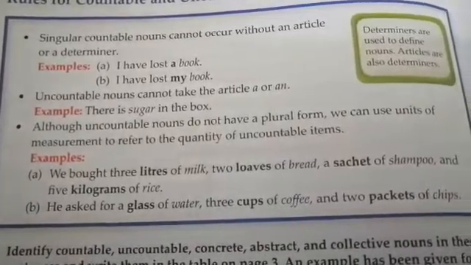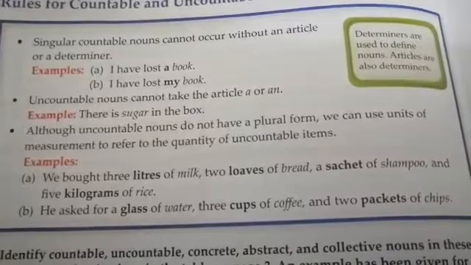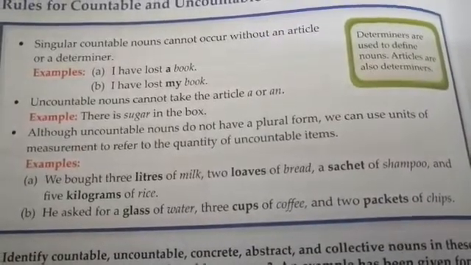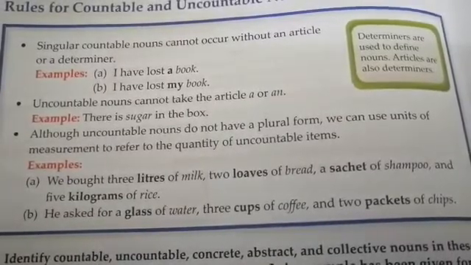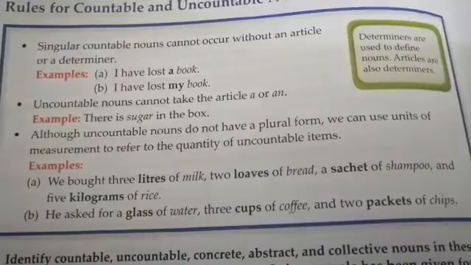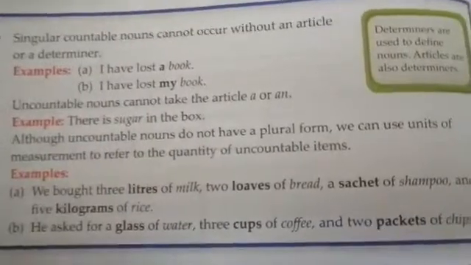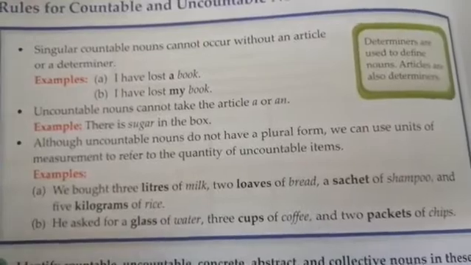We have read that uncountable nouns do not have plural forms. Only countable nouns, whether abstract or concrete, have singular and plural forms. Uncountable nouns do not have singular and plural forms.